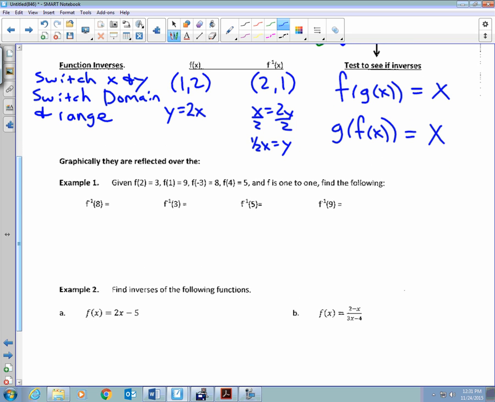Graphically, they are reflected over the line y equals x. So you can tell if one graph is an inverse of another by simply looking at the graph and seeing if it's reflected over the line y equals x.